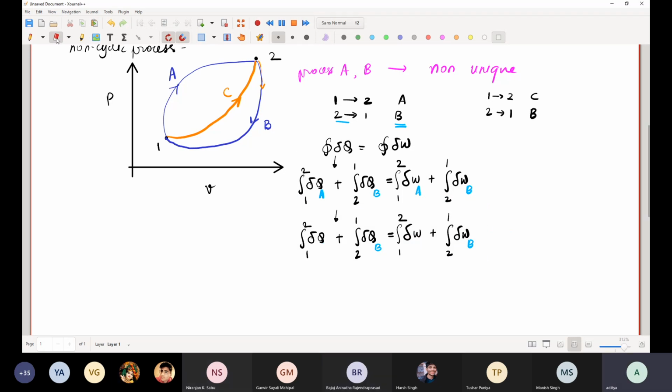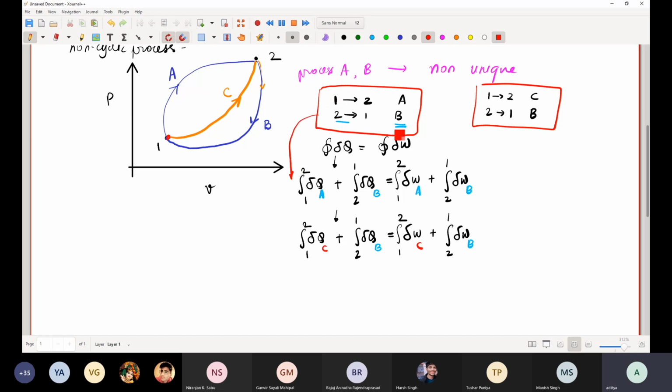Now I can simply write the same formula for process C and B, meaning I go from state 1 to state 2 using process C, and I go from state 2 to state 1 using process B. So here I can simply write C, the other process still remains B. Okay, so this process yields this equation while this process yields this equation. Now what can I do? I can simply subtract these two equations.